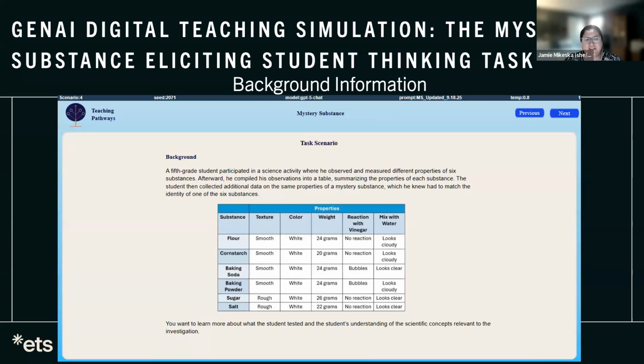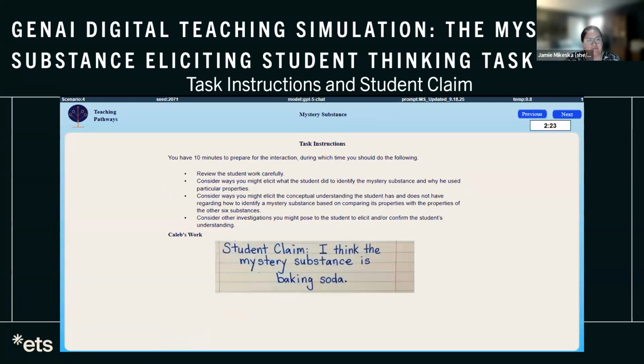And just to clarify, the 5th grade student is the one that has the work shown in the simulation, but the simulation is designed for teachers to practice the skill of eliciting student thinking, not for students to practice it. It's just that the 5th grade student is the student in the scenario, but it's for a teacher to practice eliciting the student's thinking. Yes, thank you, Jamie, for clarifying that. So it's mostly for the teacher to practice, but the background is provided about the student, so teachers can prepare for that.